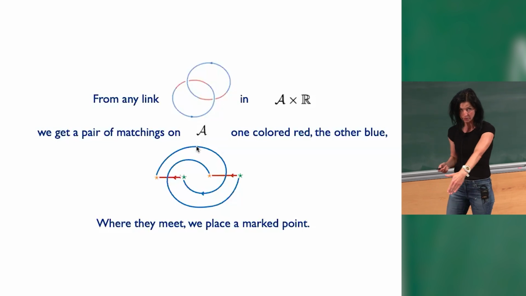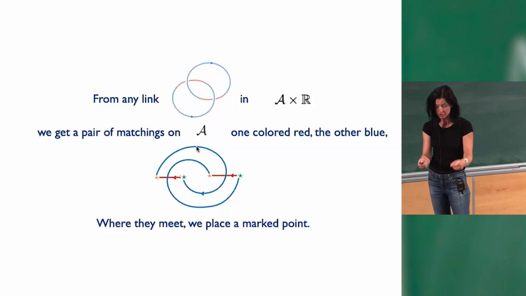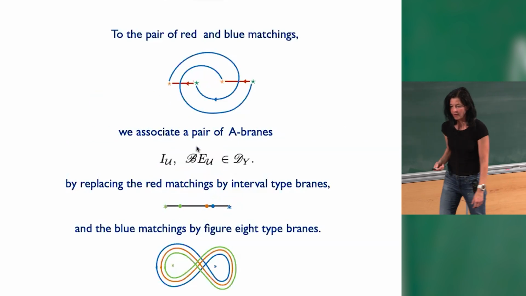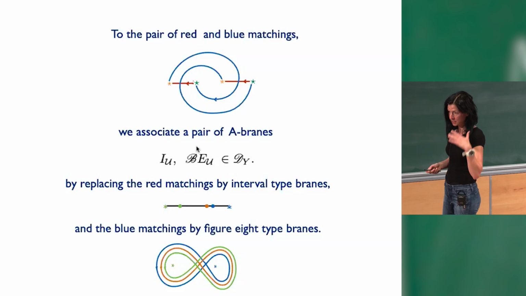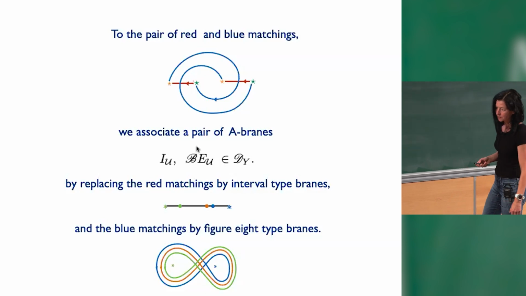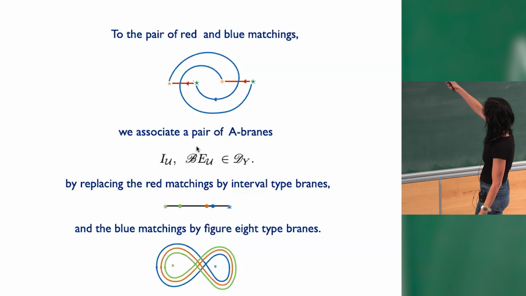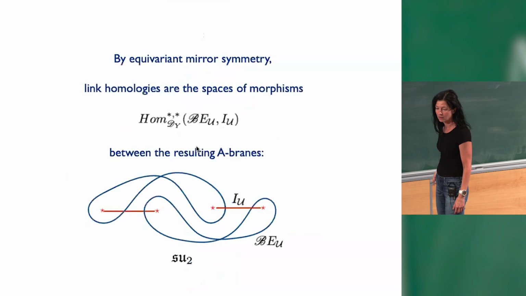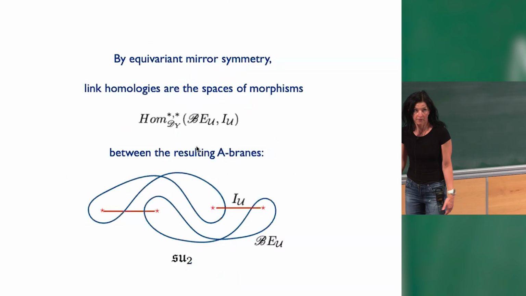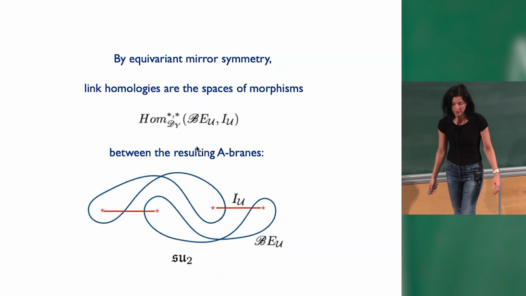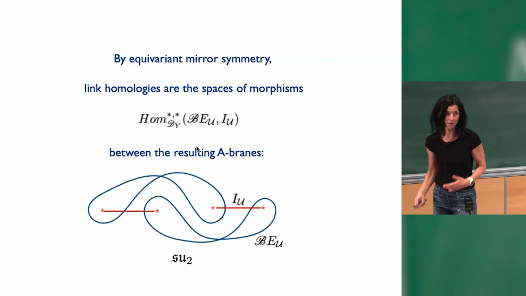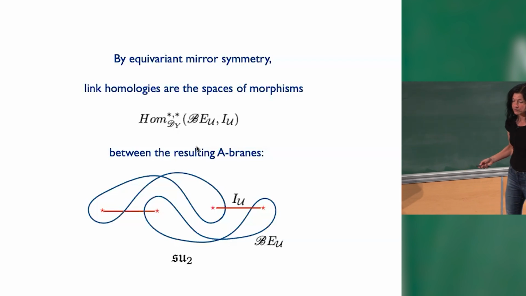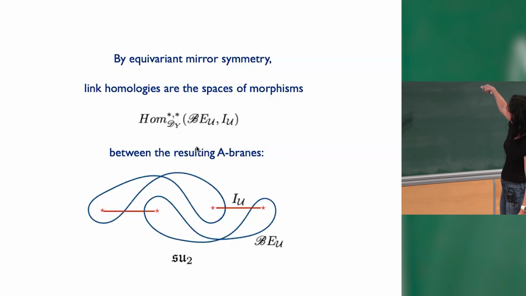One colored red, the other blue. Where they meet, you place punctures. And finally, you associate to this a pair of A branes by replacing every red matching by an interval type brane and every blue matching by a figure 8 brane. And mirror symmetry implies that the homological link invariants you're after should be Homs between the resulting A branes.